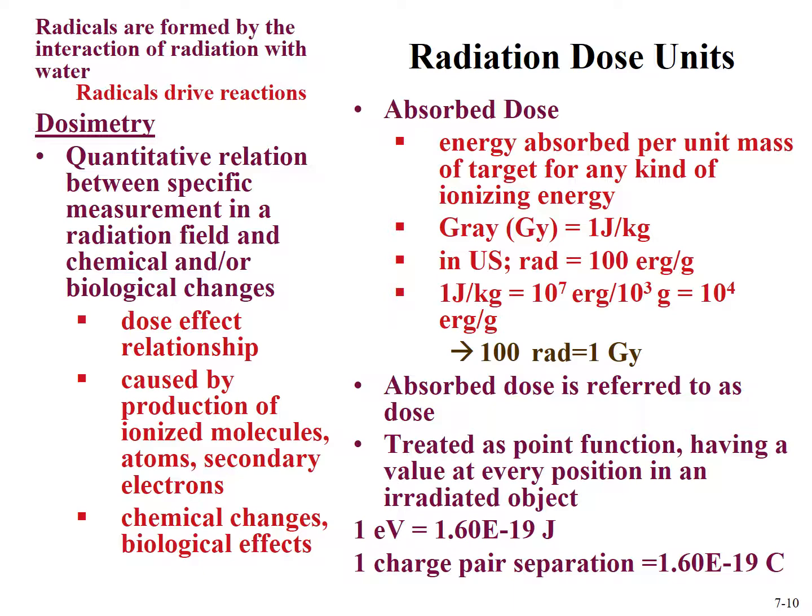This absorbed dose, a gray or a rad, is often referred to as dose, and it's treated as a point function. So it has a value at every position in an irradiated object. The important thing to remember about these terms is the relationship between the SI unit and the US unit. In this case, a gray and a rad, the difference is 2 orders of magnitude. So 1 gray is 100 rad.